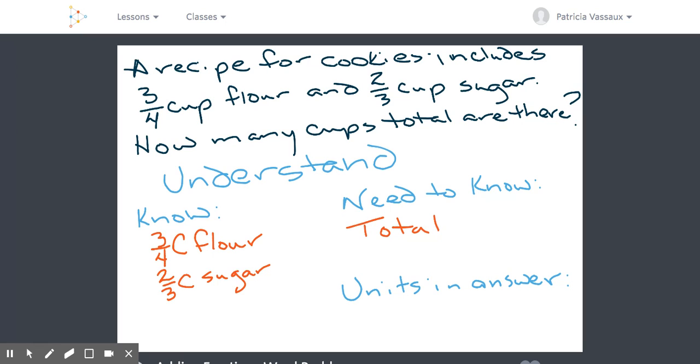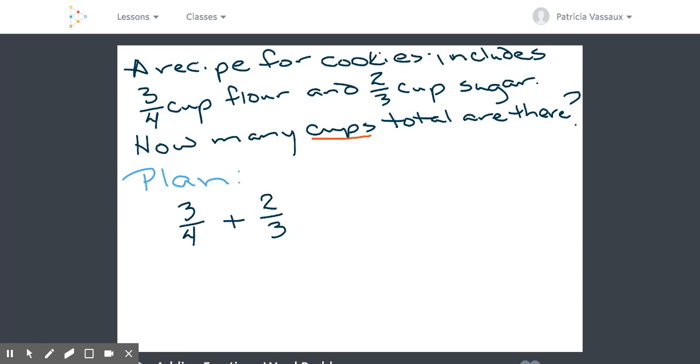The fact that we need to know the total number of cups lets us know that this is indeed an addition problem, so we're going to solve it with addition. Now the great thing, looking ahead to what the units in our answer will be, is that it's stated right in the question. How many cups total are there? So our final answer will include the units cups.